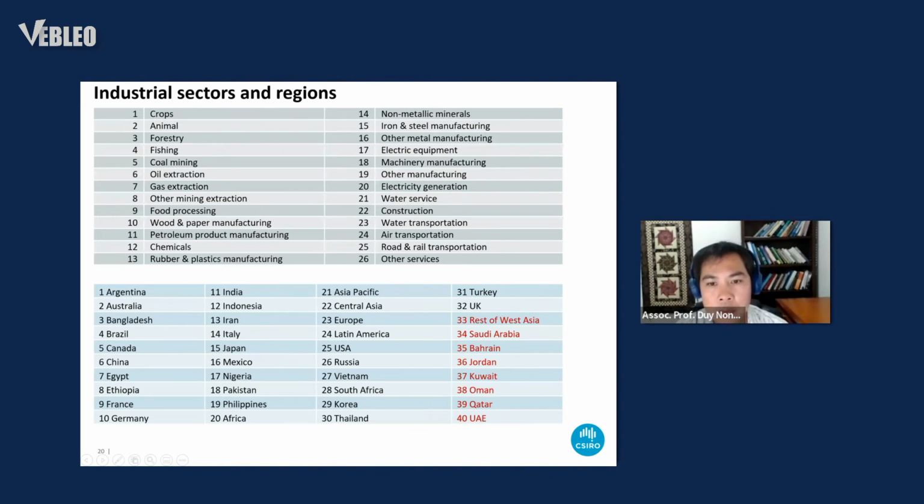For the data, we also aggregate them into 26 industrial sectors, including some primary material sectors like crop, animal, forestry, fishing, or coal mining. For the country regions, we group them into 40 country regions, including the main countries in West Asia, like Saudi Arabia, Bahrain, Jordan, Kuwait, Oman, Qatar, and UAE.